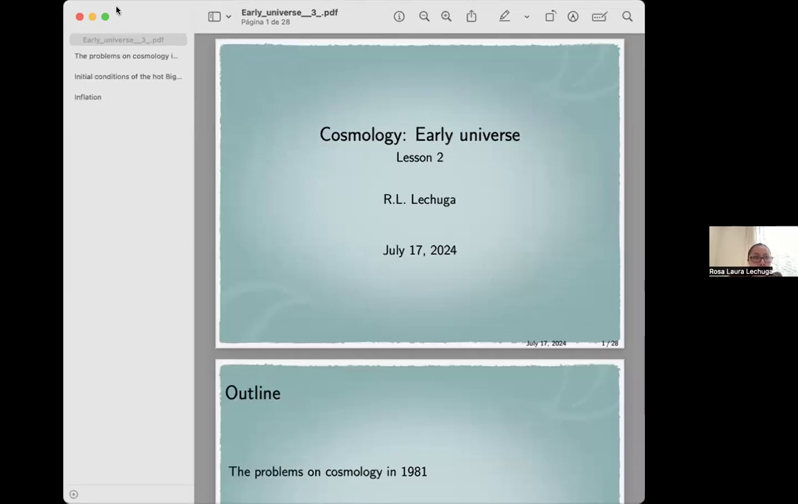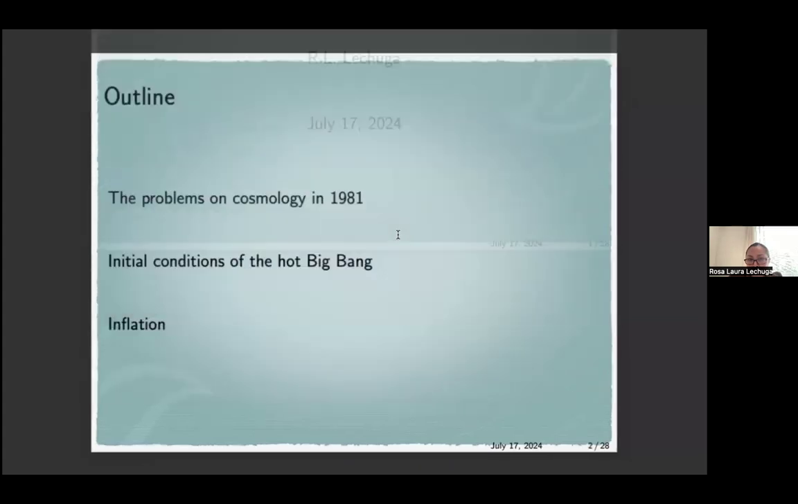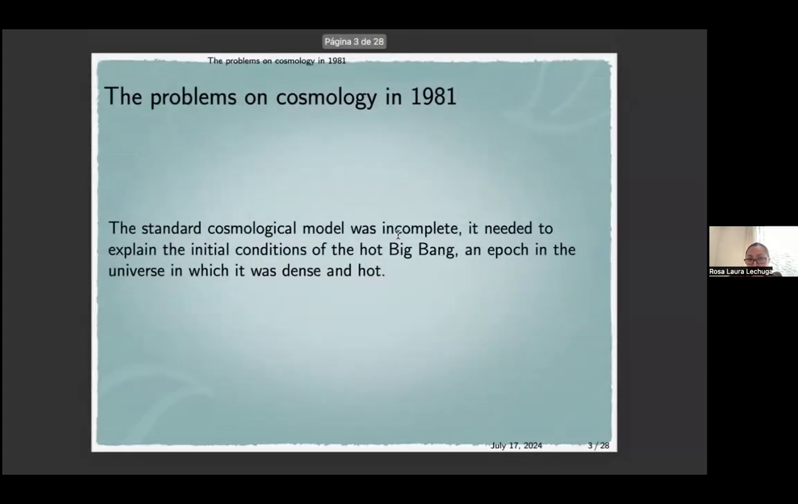First three. Can you see? Yes, we can see. This space bar wasn't working, but now we can see. That's right.